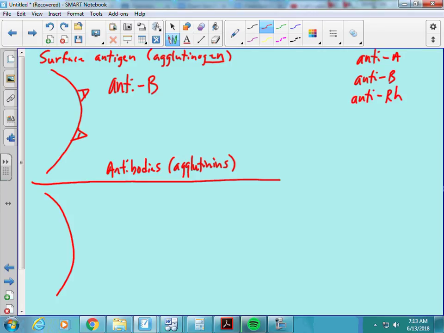So can they have anti-A? No, because they've got A surface antigen. Can they have anti-B? Yes. Can they have anti-Rh? Yeah. If there's Rh, I'd normally put little pluses on here, but we just said this was A negative, so that means we can have anti-Rh. So what can be donated?